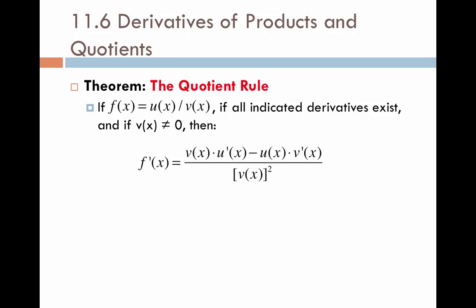The quotient rule. So if you have a function f of x that equals u of x over v of x, or u of x divided by v of x, and if all indicated derivatives exist, so you can find the derivative of u and v, and if v does not equal 0, because we can't divide by 0, then the derivative, f prime of x, is given by this formula here. So in the numerator, it starts v times u prime minus u times v prime. And in the denominator, you have v squared.